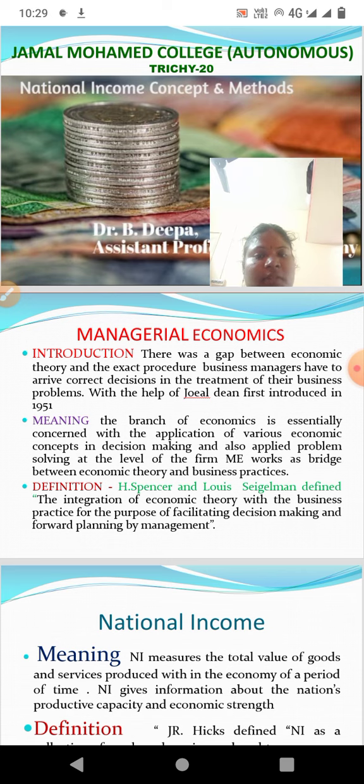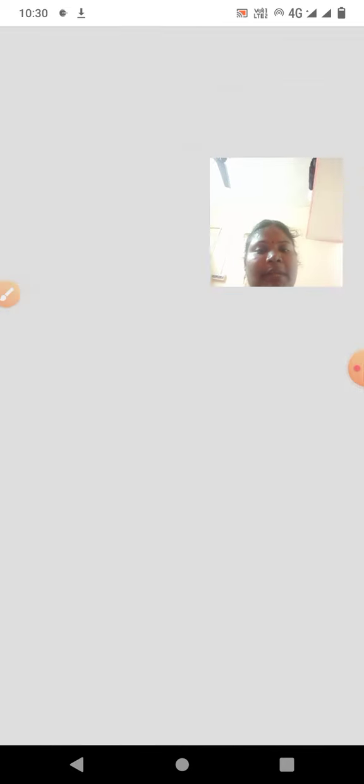Definition: according to H. Spencer and Louis Siegelman, it is the integration of economic theory with business practice for the purpose of facilitating decision making and forward planning by management.